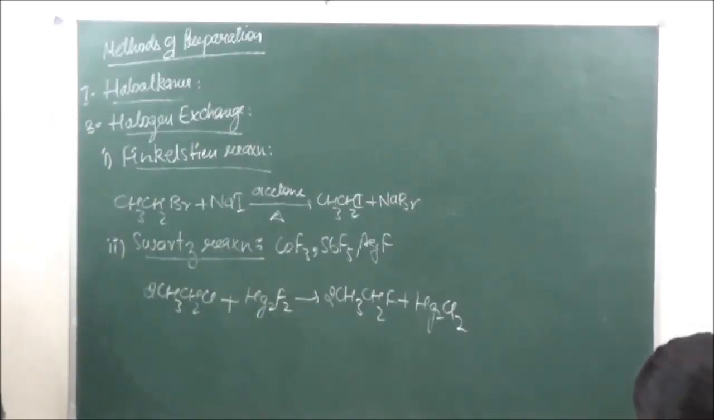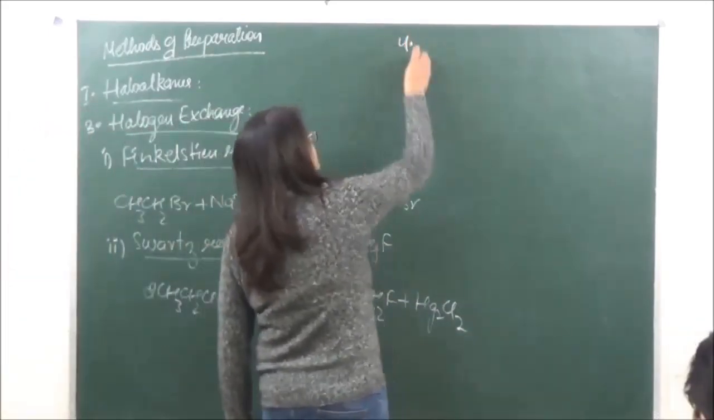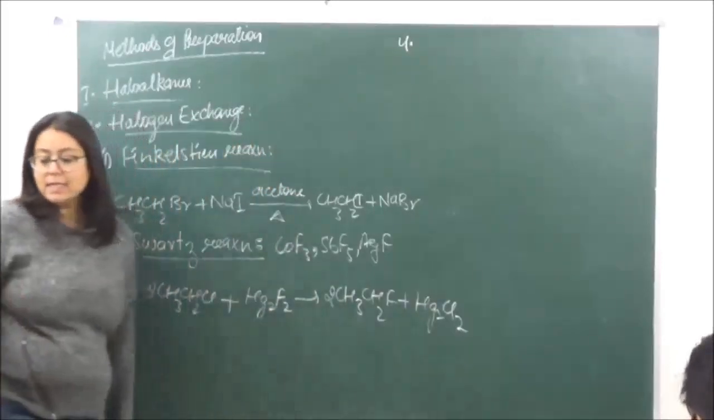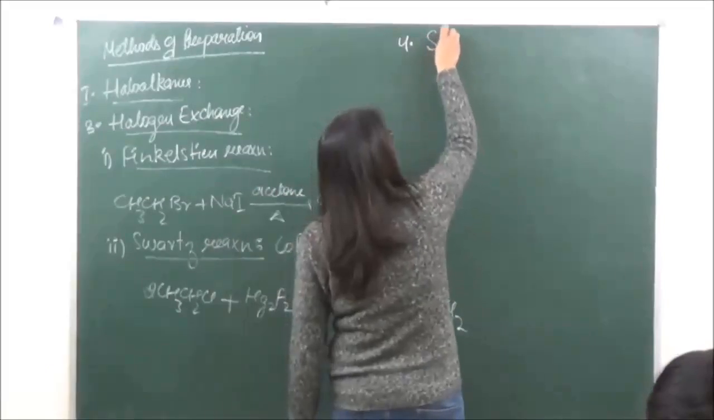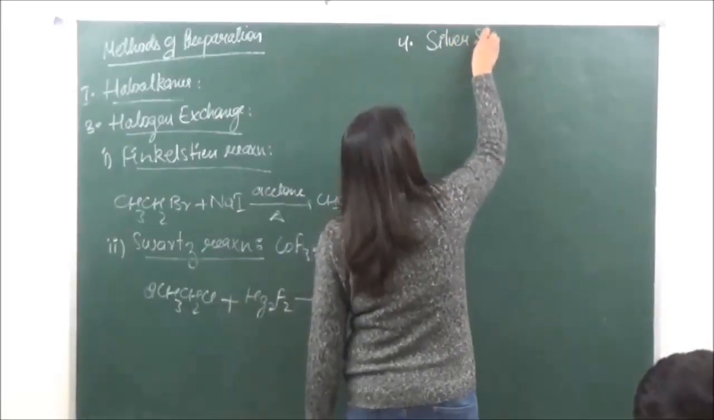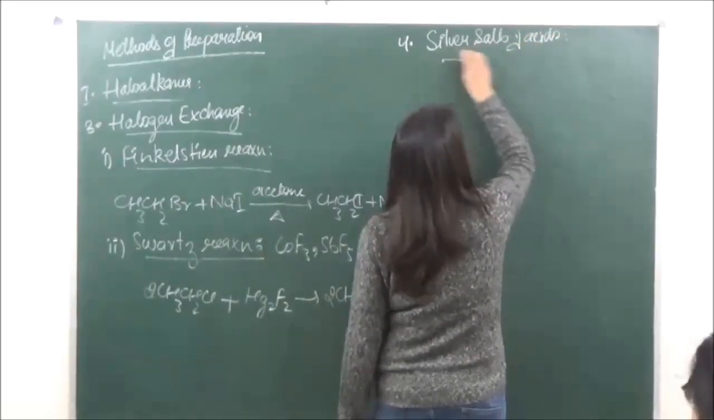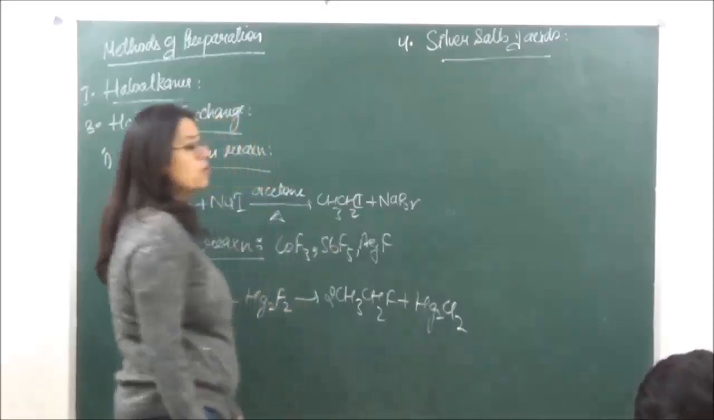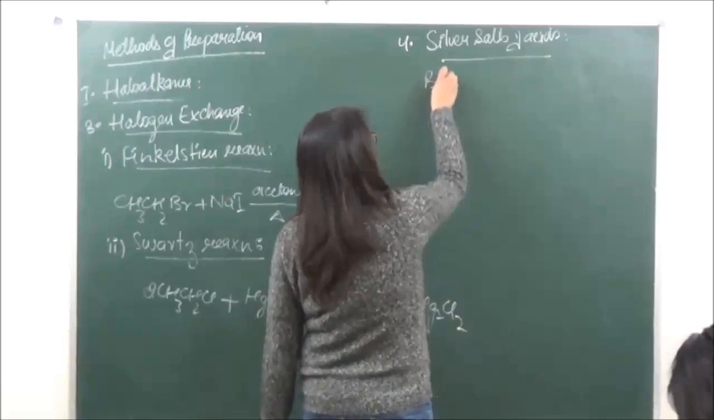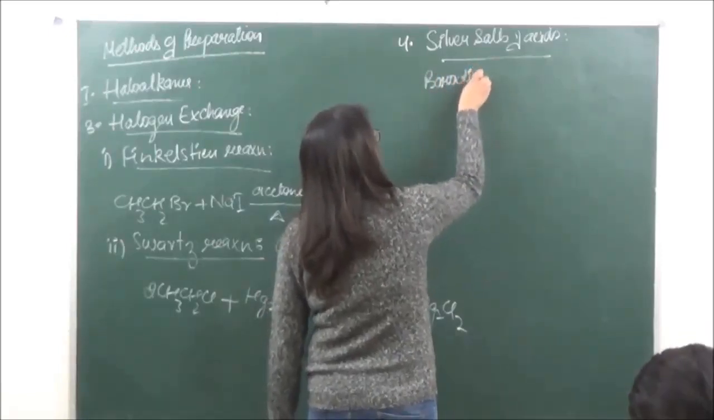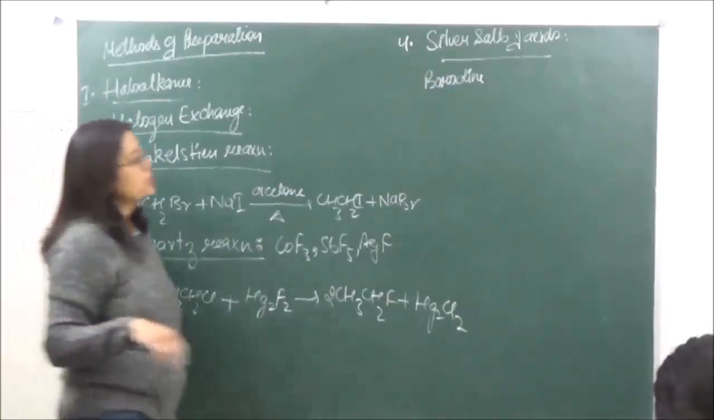The third reaction which we have, सॉरी, ये halogen exchange हमारा हो गया. The fourth reaction which we are going to do here is preparation from silver salts of acids. There is another main reaction which is going to come here, that is the Borodin-Hunsdiecker reaction.